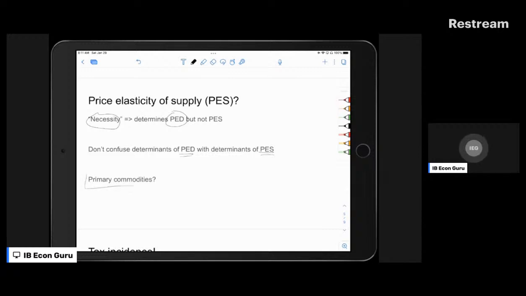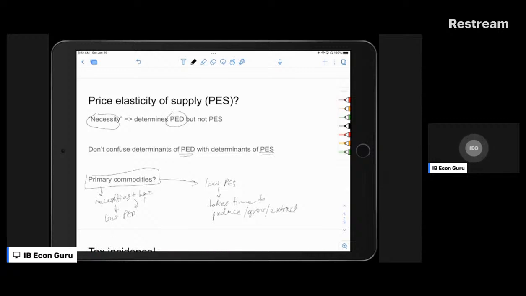So primary commodities, for example, yes, they tend to be necessities, and therefore they tend to have a low PED. That's what determines PED. They also tend to have a low PES, but not because they're necessities, for other reasons. They tend to have a low PES because it takes time to produce or grow or extract them, right? Remember, primary commodities are those commodities that are grown or extracted from the earth. So yes, they have a low PES, but it's not because they're necessities and have few substitutes.